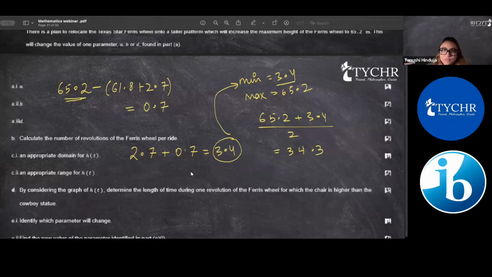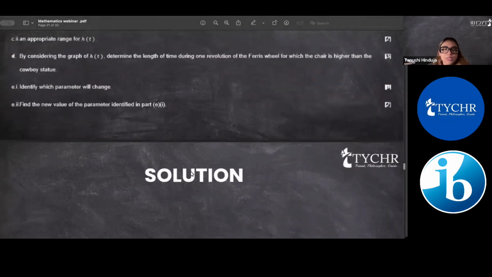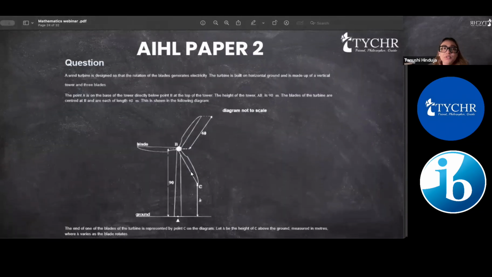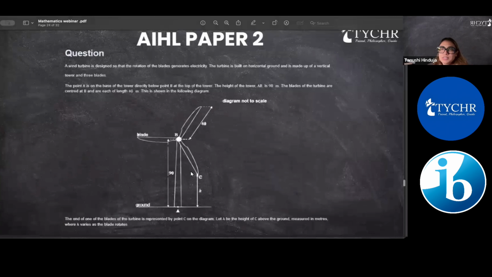All right, so moving on. We have a question from AIHL paper 2 about a wind turbine. So again, I'm going to give you a minute to read this.